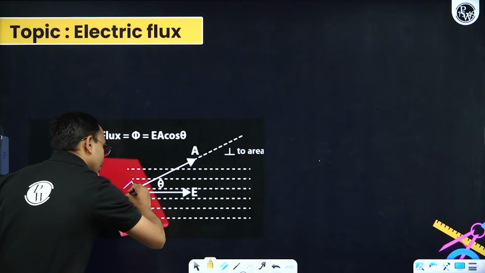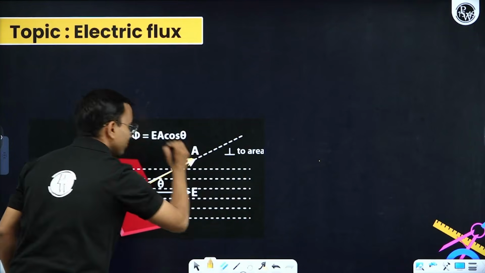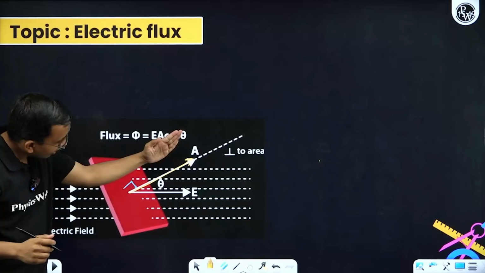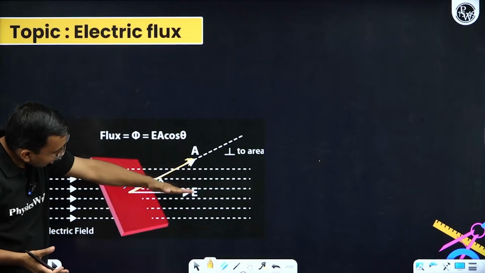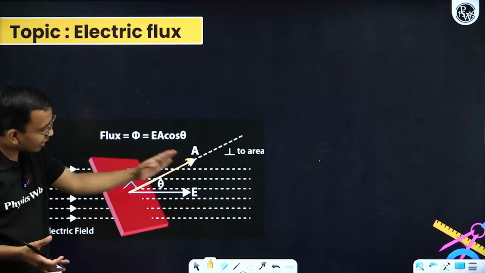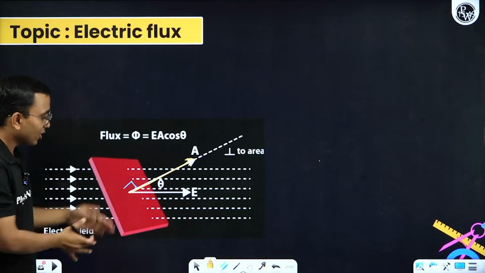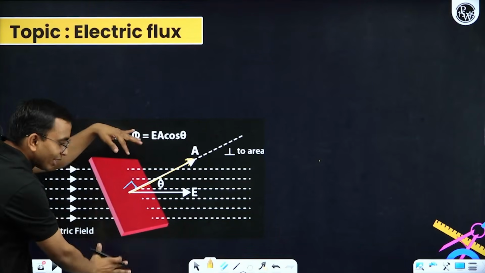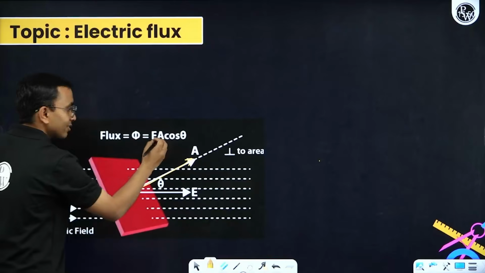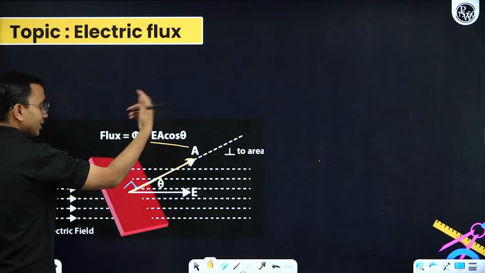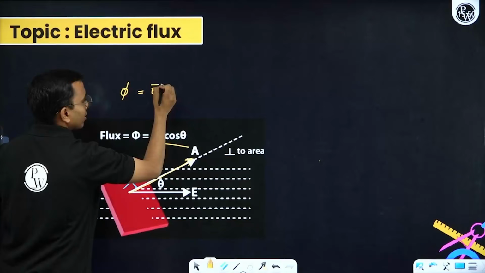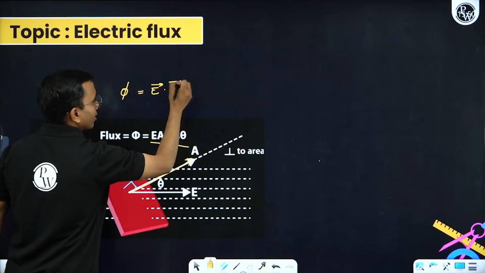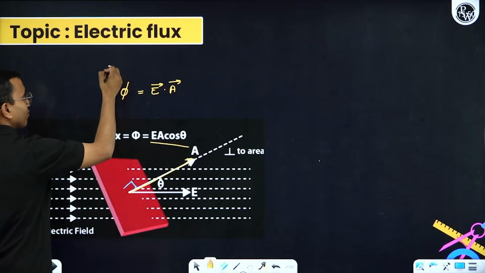So this area vector is perpendicular to the surface. So we take the component of the area vector that is along the electric field, into the electric field. That will give you the area perpendicular to the electric field. Therefore the flux is EA cos theta, and EA cos theta we can write as E dot A also. E dot A. So this becomes my flux.